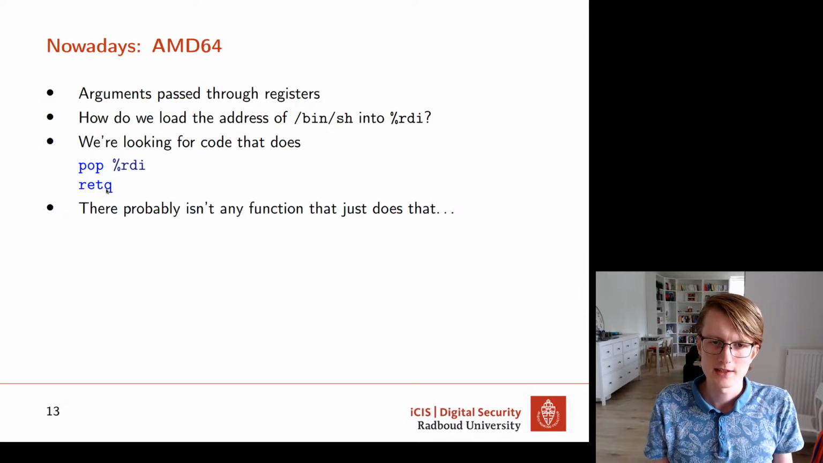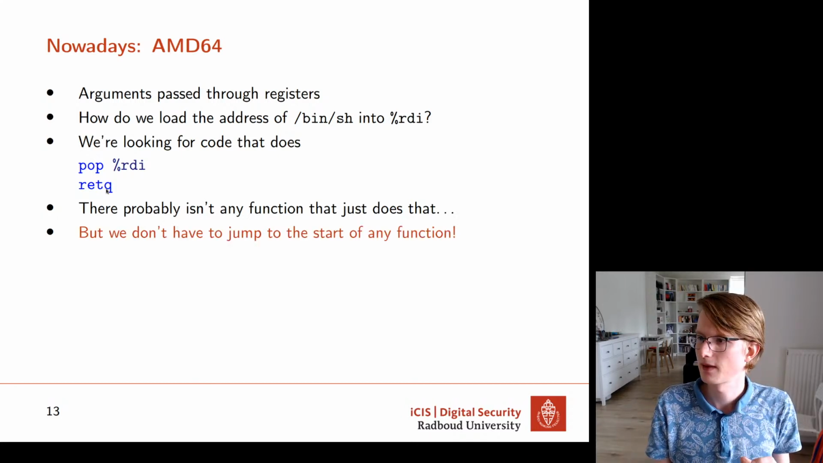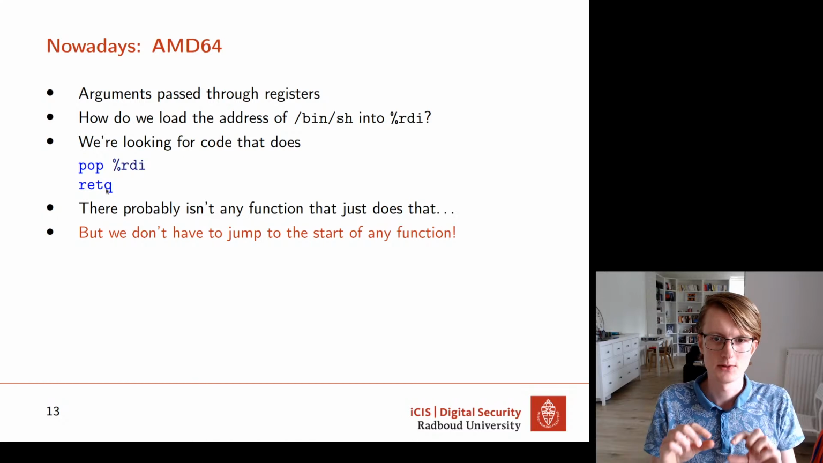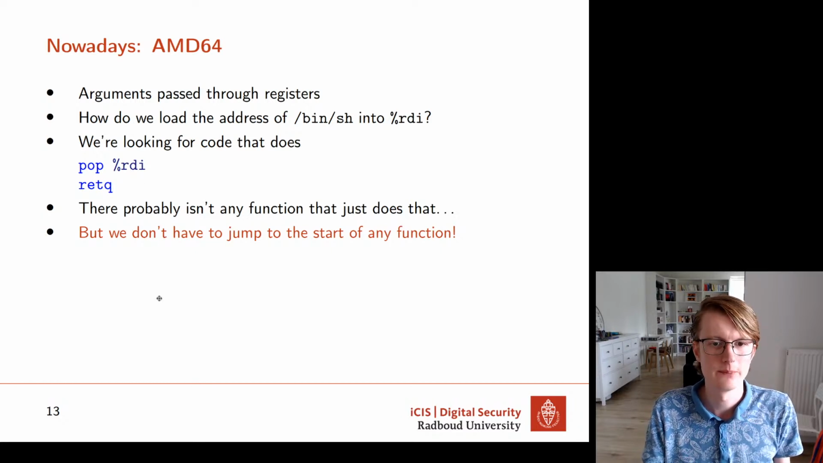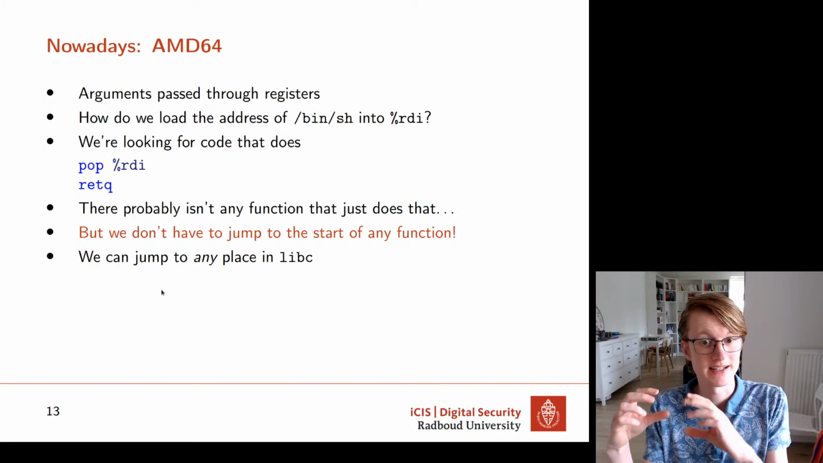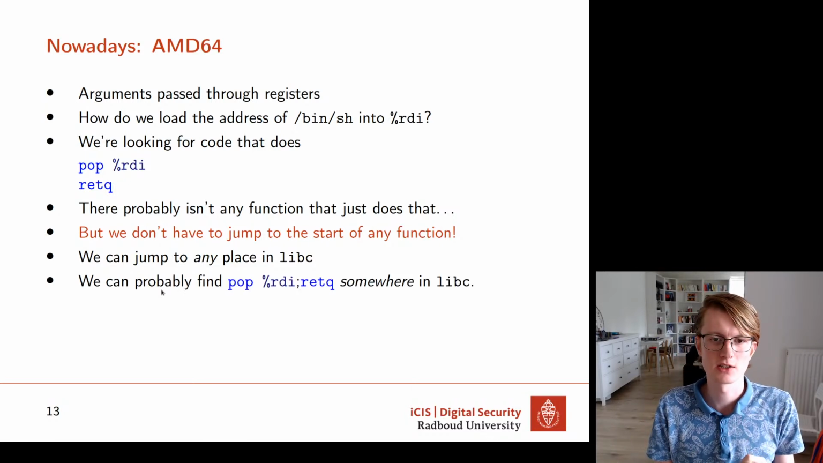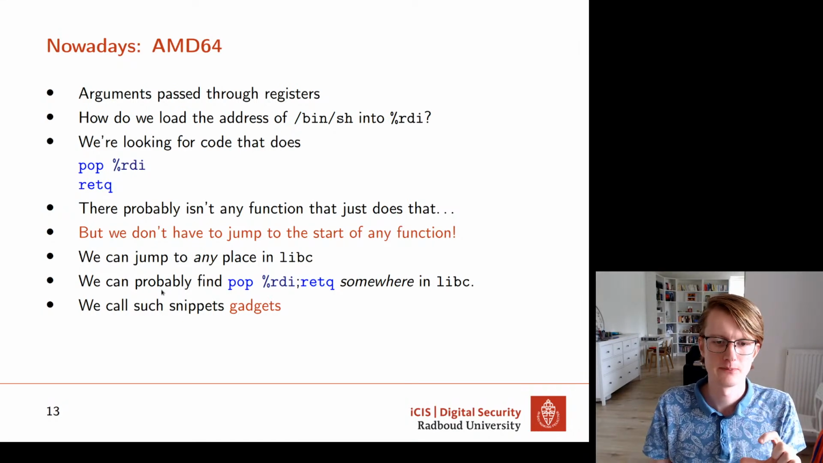The thing is that there probably isn't just any function that does precisely that. But we don't have to jump to exactly the start of any function. It's pretty likely that this piece of code is somewhere, and if we know that we can find it anywhere, then we can just jump exactly to this line of code and then execute it. So we can probably find it somewhere. And such a snippet we will call a gadget from now on.